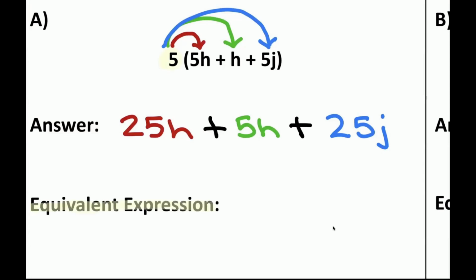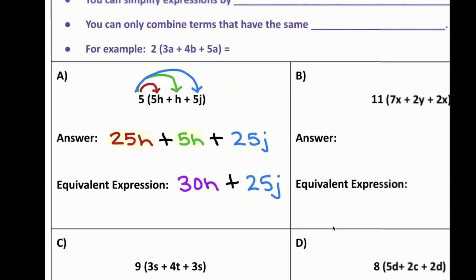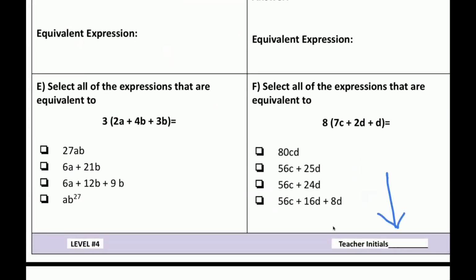For our equivalent expression, we're going to combine our like terms. So you can only combine terms that have the same variable. So I can combine 25H plus 5H, since they both have H, and I'll get 30H. And then I'll bring down the plus 25J, and this will be my final answer. I can't combine this anymore because this has H and this has J. They're separate variables. Go ahead and complete the rest of this page, then check in with your teacher.